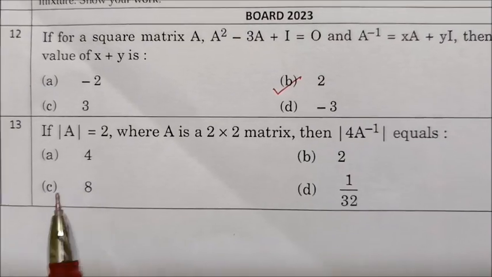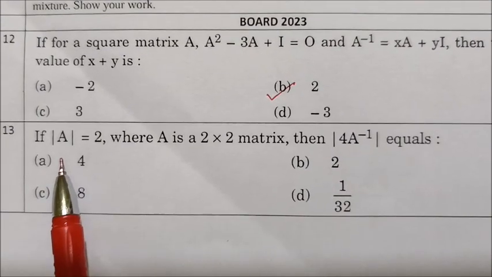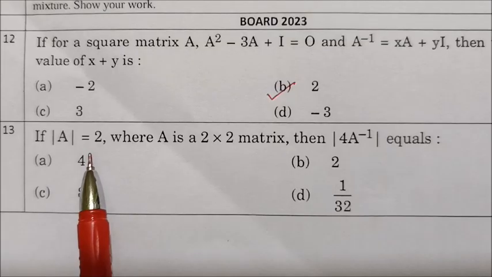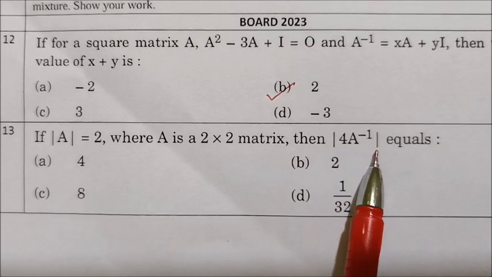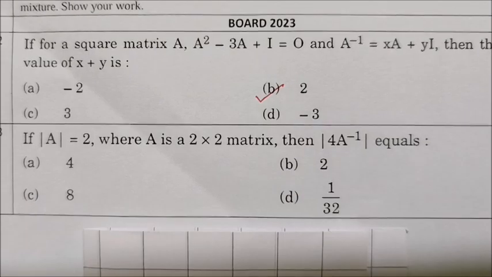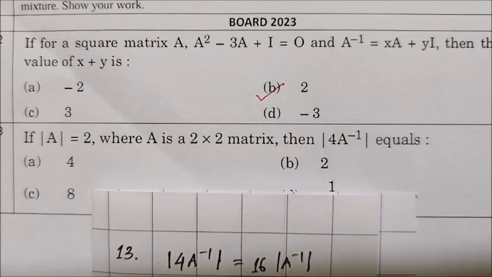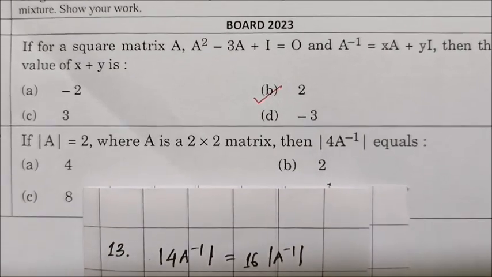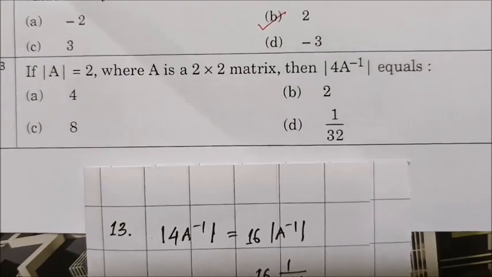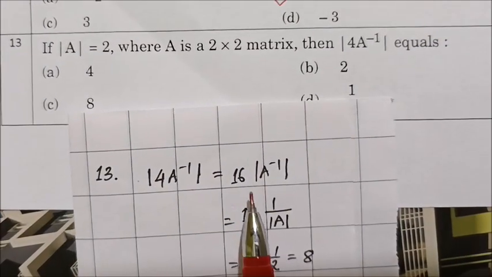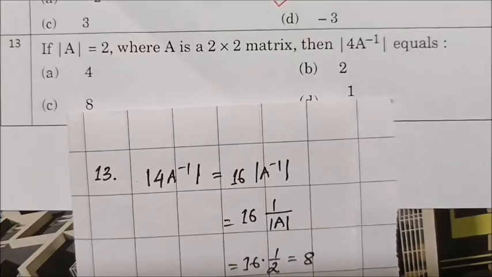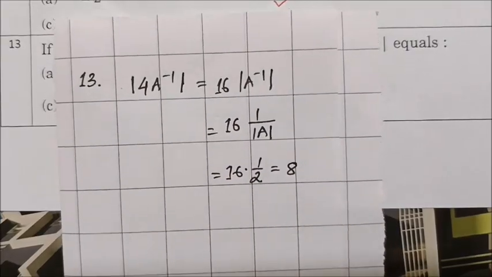Now, we'll see question number 13. If the determinant of A is 2, where A is a 2 by 2 square matrix, then we have to find the value of this quantity. And the answer that I have come up with: the determinant of 4 A inverse, here 16 comes out, and you might be wondering how 16 came out.